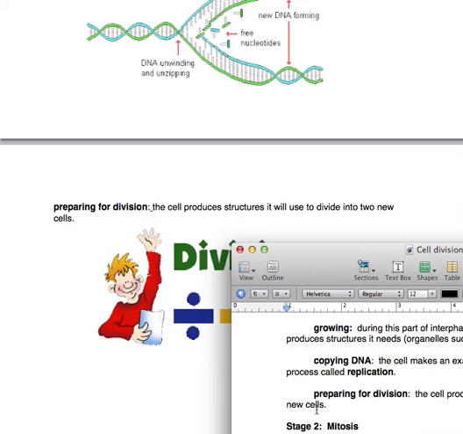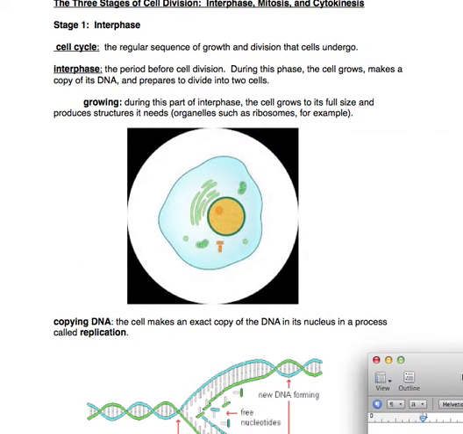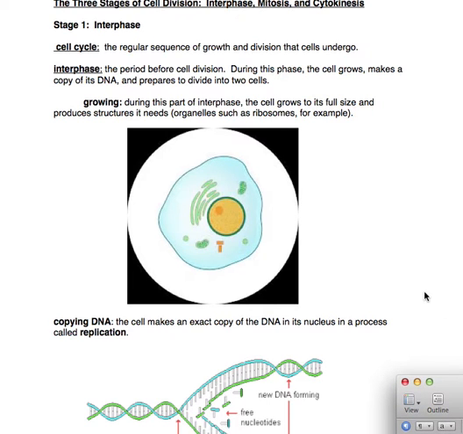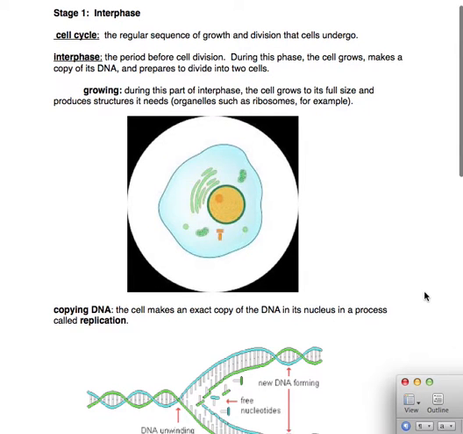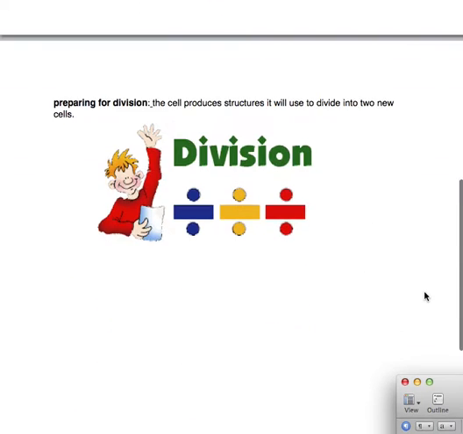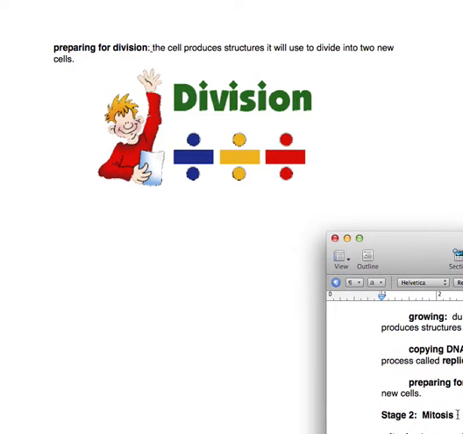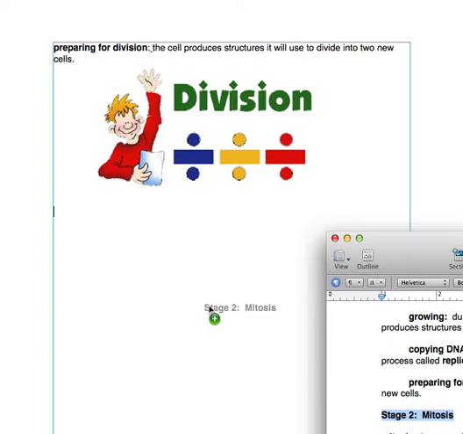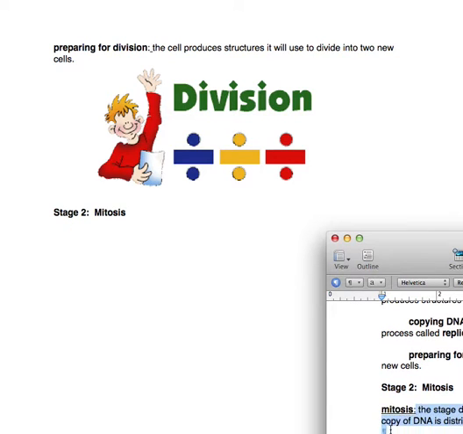Okay, so we've done stage 1, interphase, which is the part of the cell cycle that the cell spends most of its time in. It's preparing for division by growing, making new structures, and copying its DNA. And now we're ready to start dividing. And that is called stage 2, and it is mitosis. Let's define mitosis.